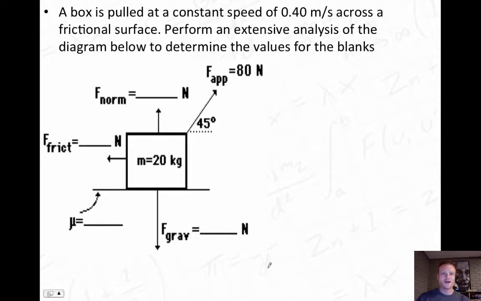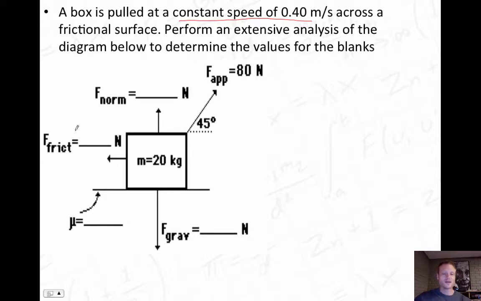Okay. So here we have our example problem, and we're going to do this one, and this will maybe take a little bit of time, but that's okay. It says a box is pulled at a constant speed of 0.4 meters per second. So that's the box's velocity, a constant speed of 0.4 meters per second, across a frictional surface. So there is some friction in this. Perform an extensive analysis of the diagram below to determine the values for the blanks.